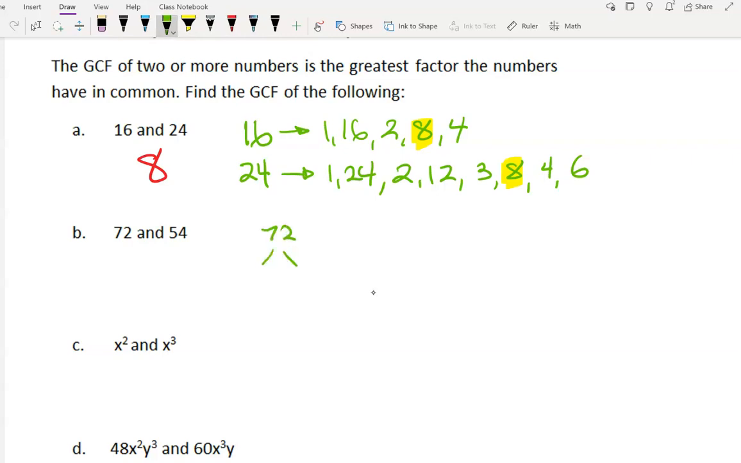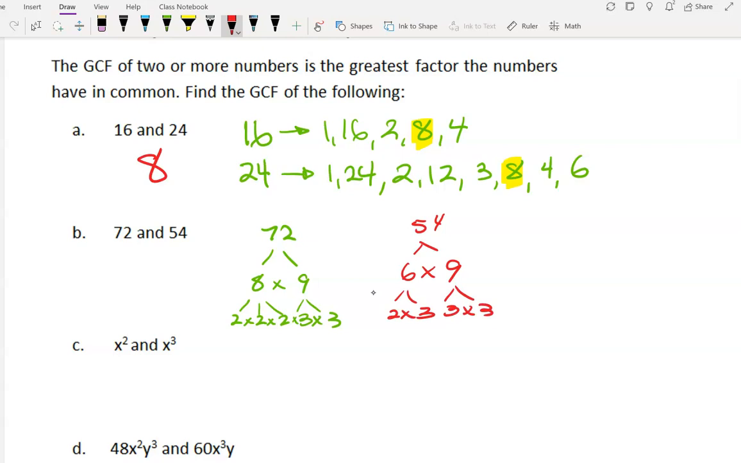If I take 72, I know this is 8 times 9. And if I continue to factor this, I know that 8 is 2 times 4, or 2 times 2 times 2. And I know that 9 is 3 times 3. Those are the prime factors of 72. Let's try 54. What are the prime factors of 54? Well, 54 is 6 times 9. And 6 is 2 times 3. And 9 is 3 times 3.